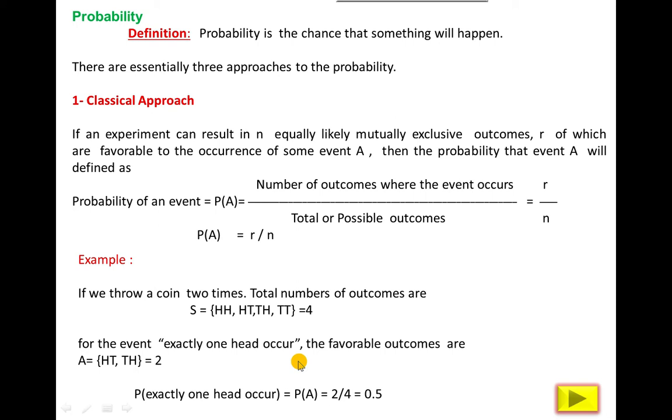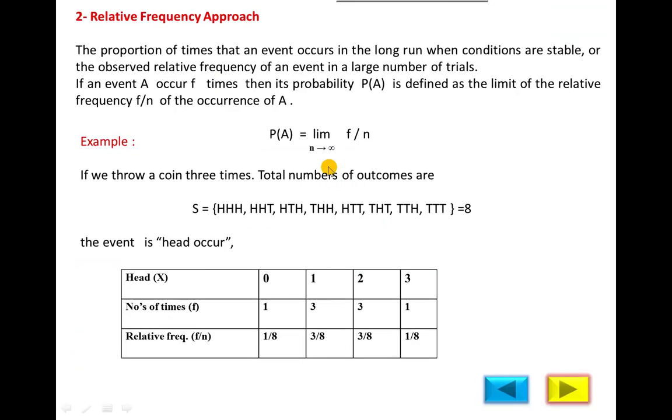Now the second approach, the relative frequency approach. You have already calculated the relative frequency in the bar graph and pie chart, and relative frequency is also called the probability of the corresponding class or group. The proportion of time, meaning frequency, that an event occurs in the long run when conditions are stable. Long run means a large number of trials.